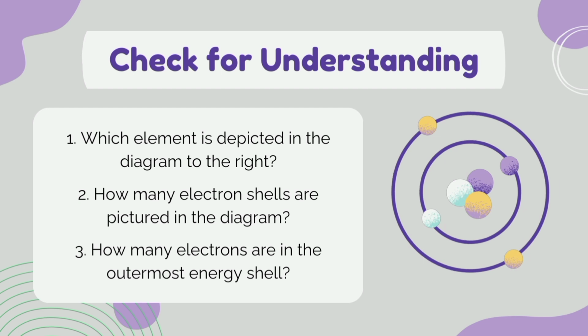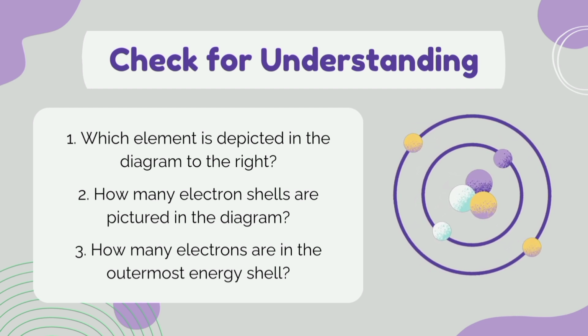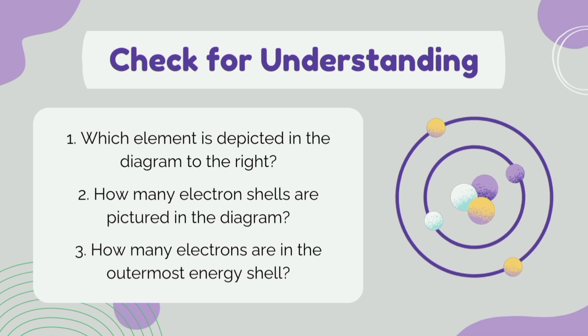1. Which element is depicted in the diagram to the right? 2. How many electron shells are pictured in the diagram? 3. How many electrons are in the outermost energy shell?